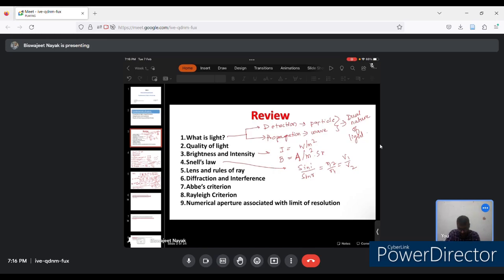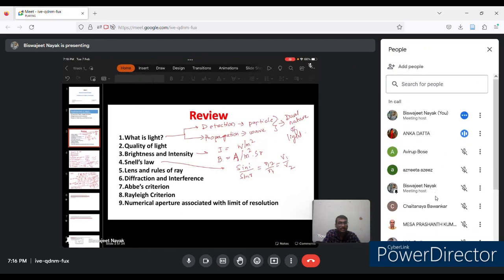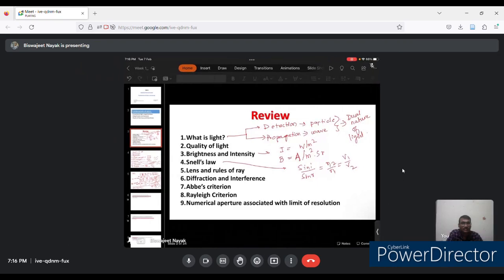What is this? For a lens to form an image, at least two diffracted... Could you please draw what kind of waves are there for constructive interference and destructive interference? Because you told that in the class, so I'm not able to understand that.